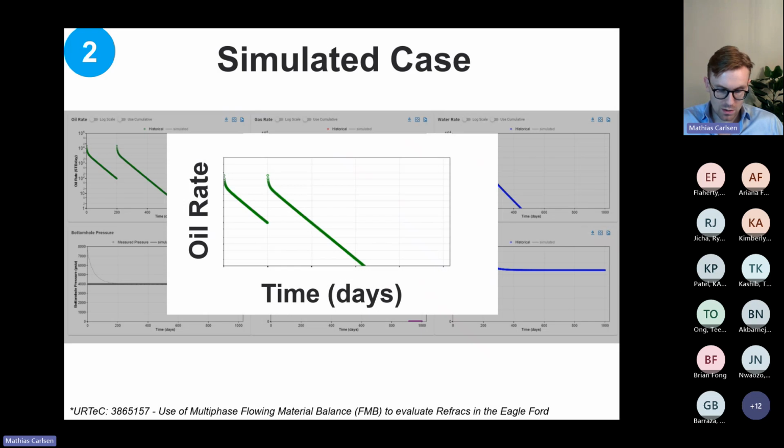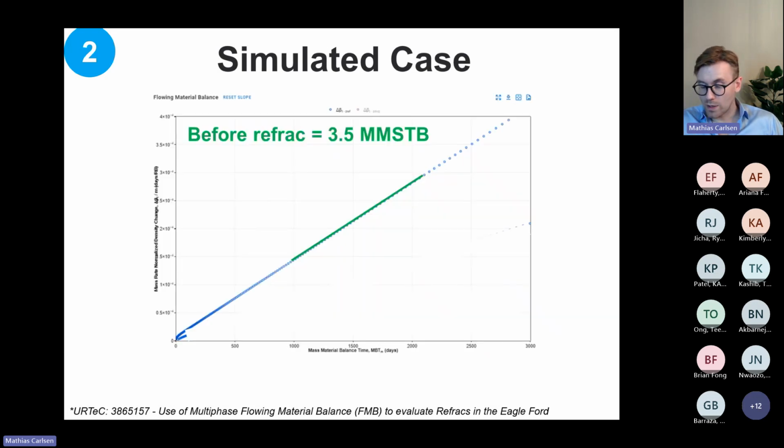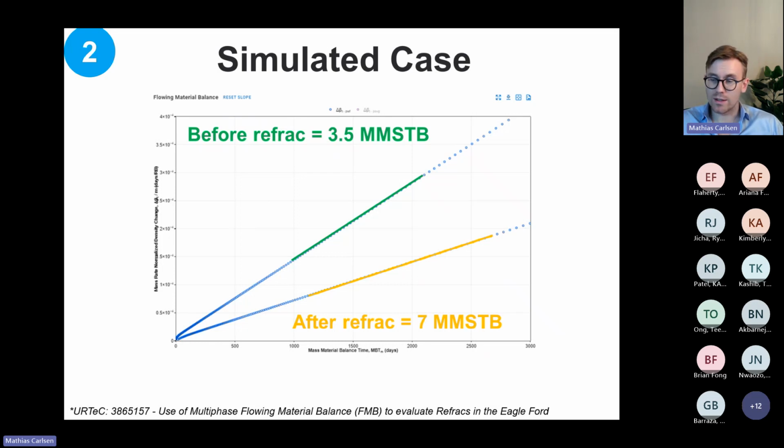That changes when you get to the refrac part right here. And by design, we just wanted to make it simple when we ran the simulated case. We just wanted to make sure that we 2x the contacted pore volume. When we went ahead and did that, before the refrac, we got about 3.5 MSTB, and after the refrac, 7 MSTB, which was exactly what we put into the model. So that makes us feel comfortable that the methodology captures this delta and uplift in the models.